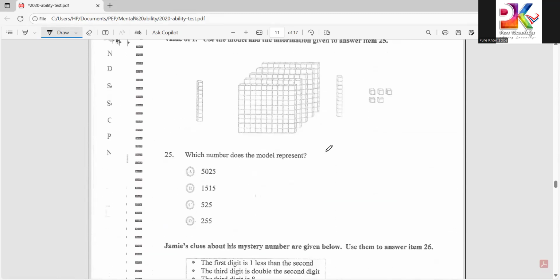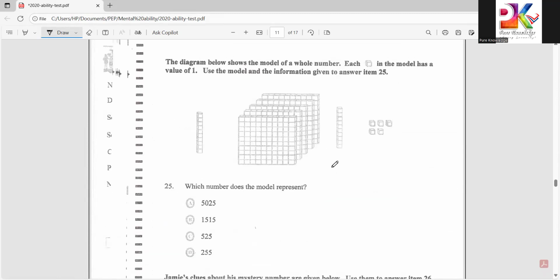Excellent stuff, guys. Let's move on. The diagram below shows a model of a whole number. Each of these squares, they're looking like squares, each of these squares is blocked in the model as a value of 1. So all of them have a value of 1. Use the model and the information given to answer item 25. Now, this looks mighty complicated.